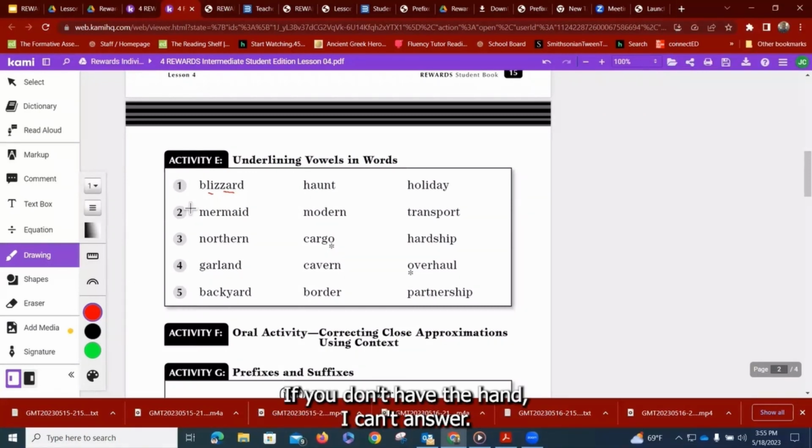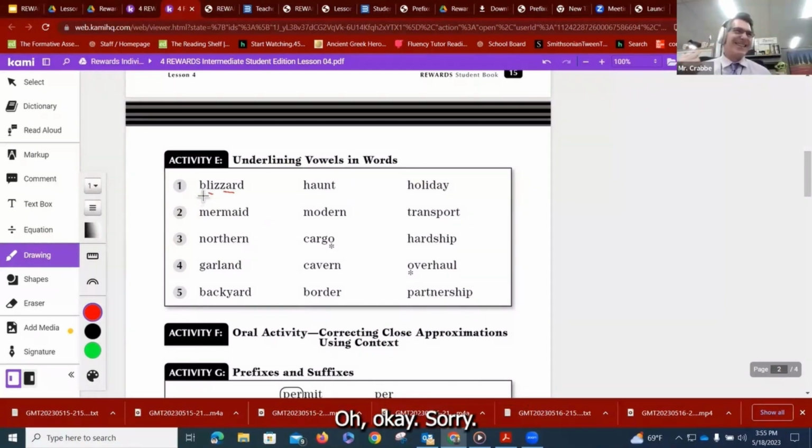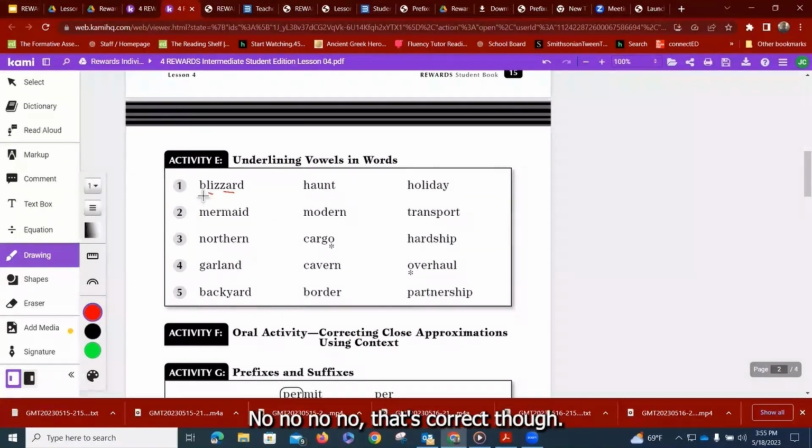The hand opening. I'm sorry. If you don't have a hand, I can't answer. Oh, okay. Sorry. That's good though. Just kidding. Yeah, no. That's correct though.